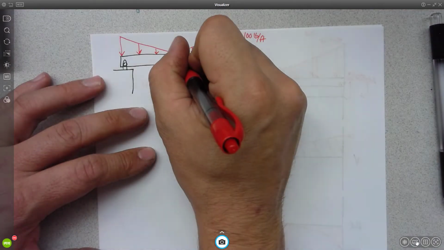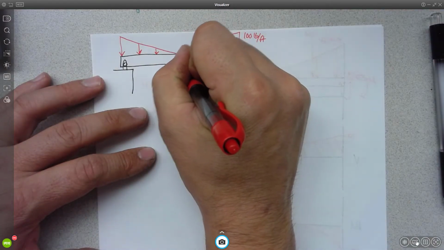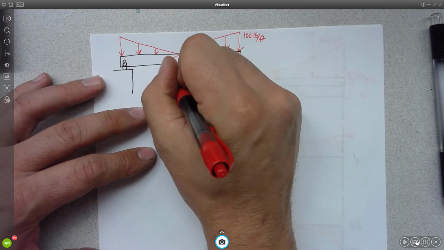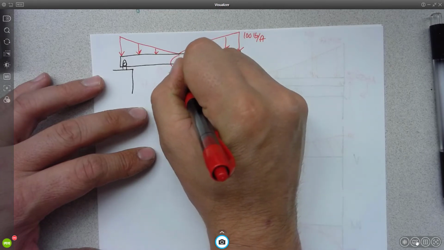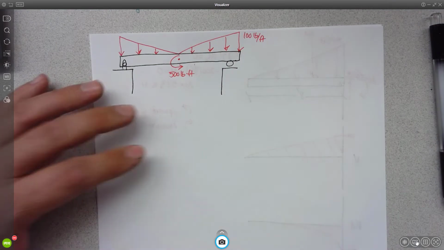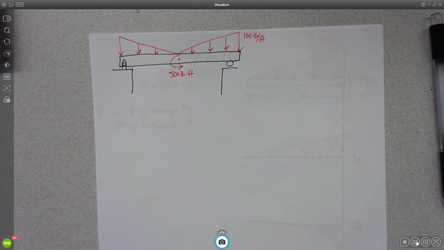Right in the middle, snap. And is the other one also 100 pound-feet? Yep, they're both 100 pound-feet. It's symmetric.